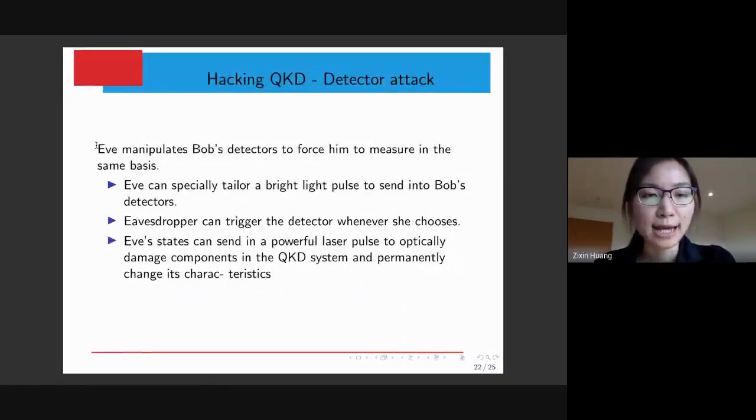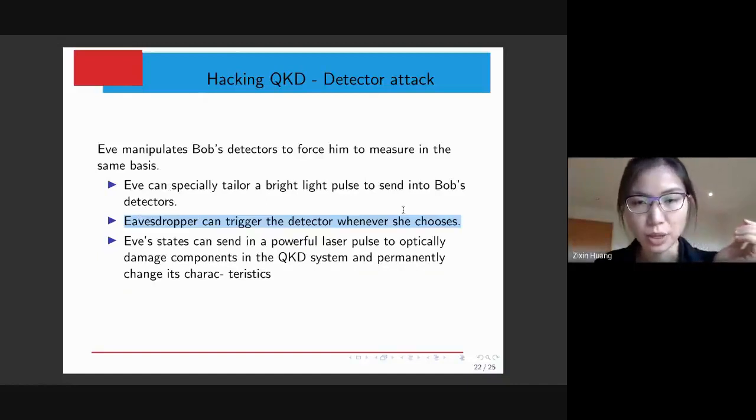Now that was an attack on Alice. On the other hand, Eve can also manipulate Bob's detectors and potentially force Bob's detectors to measure in the same basis. So what she does is that she can specially tailor a bright light pulse to send to Bob's detectors. Now she can trigger a detector whenever she chooses.